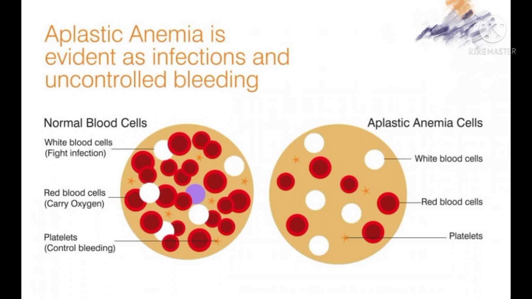Classification of aplastic anemia. Moderate. Low blood cell count, but not as low as with severe aplastic anemia. Patients may have few or no symptoms and may not require treatment, and instead may just keep an eye on blood counts.